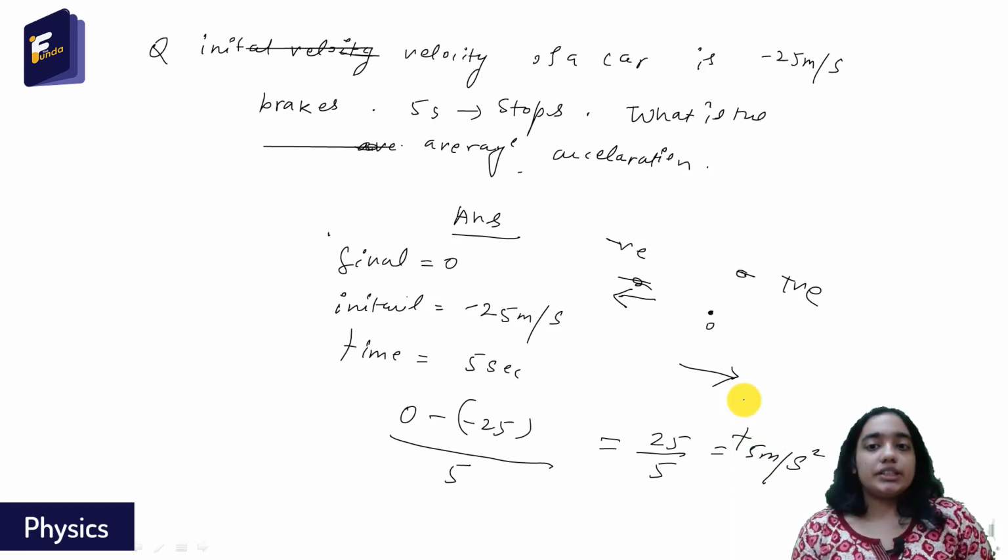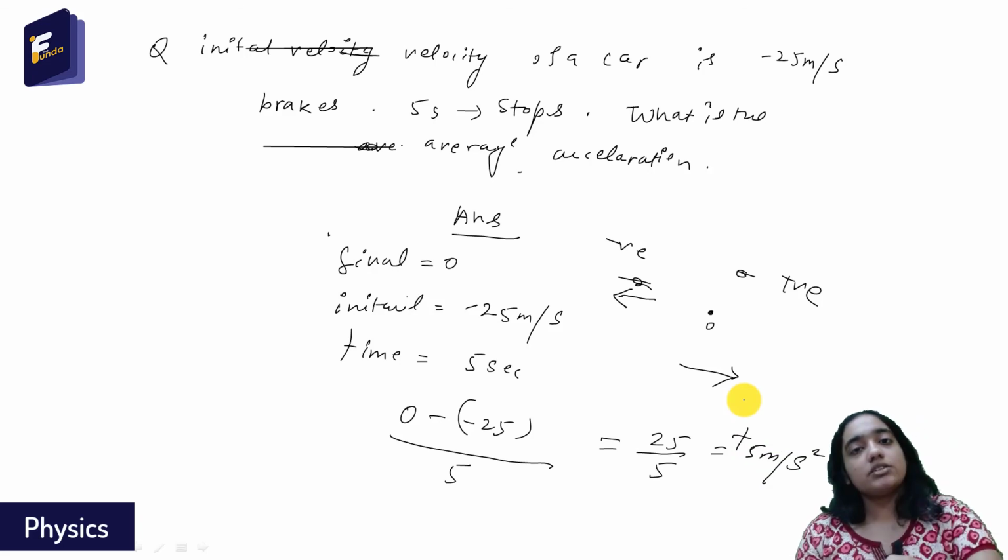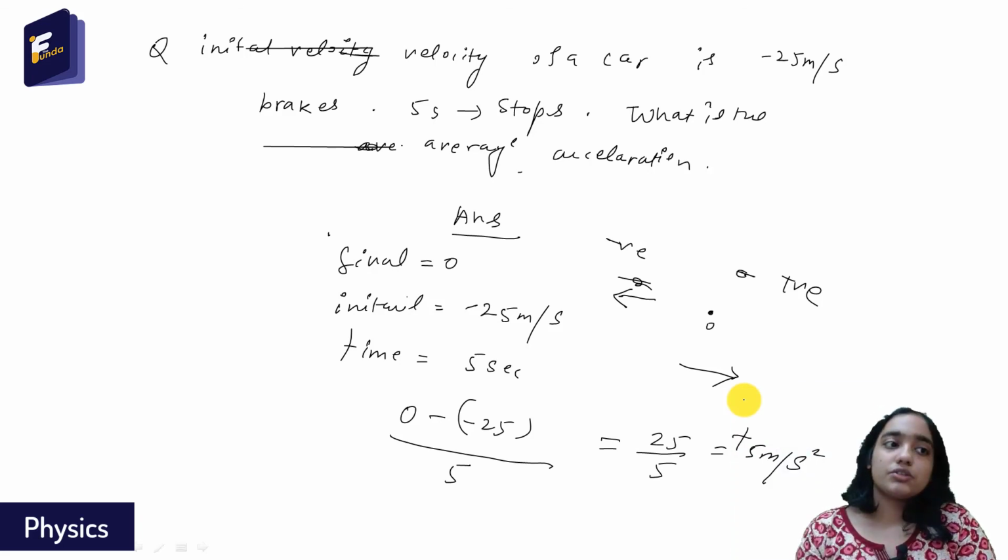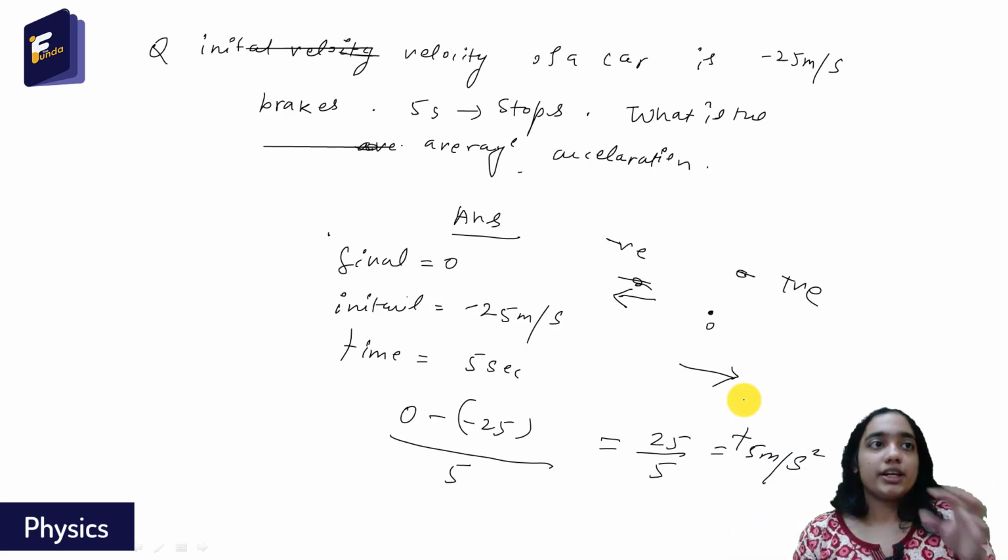So this was it for this class, and in the next class we will discuss the equations of motion. That is the special case of acceleration, when acceleration is constant. We will discuss what will happen. That is a special case, so it will be very interesting.